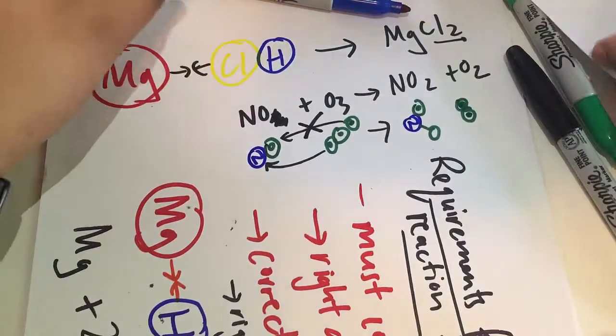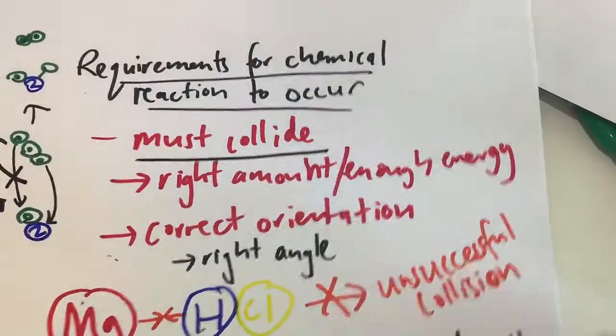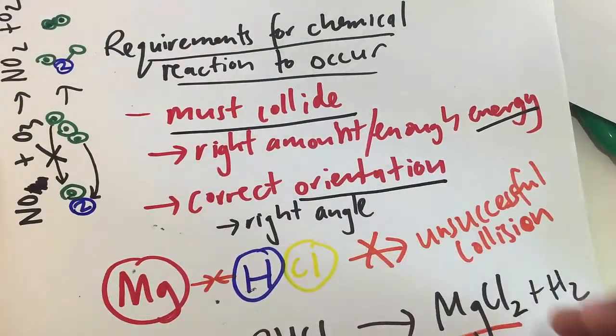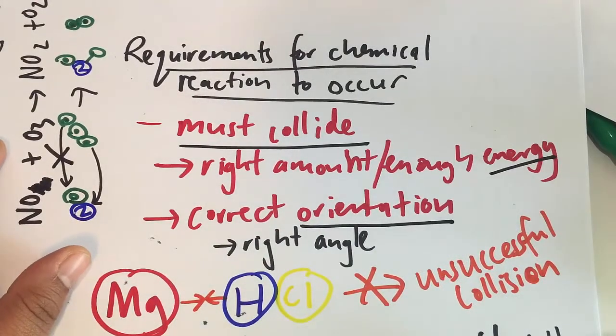And so that is the whole basis behind our collision theory. The idea that the particles must collide, but they must collide with the right amount of energy and in the correct orientation. Now, what we're going to be looking at in class is how do we manipulate that idea?